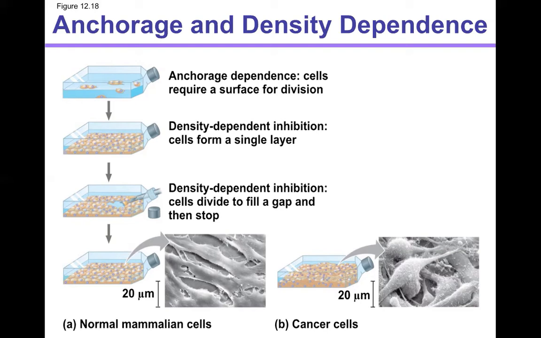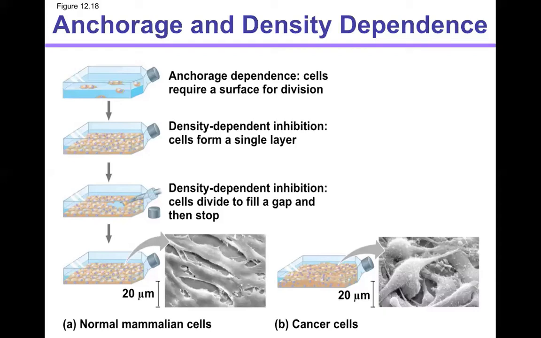This doesn't always happen, though. Sometimes we get cells that basically make these masses where they overlay on top of one another. They ignore those regulations, those external regulations. And that's when cancer happens. That's when you get the ignoring of the signals and allowing errors to perpetuate.